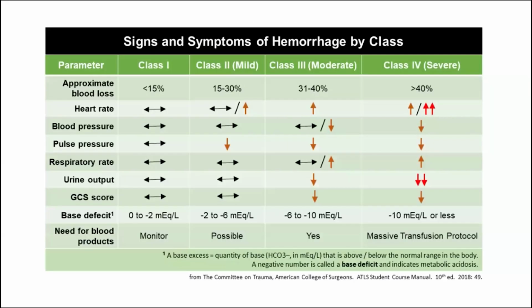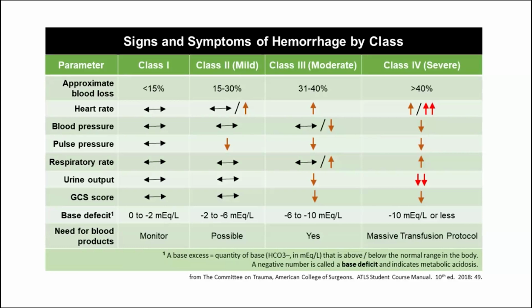This is the same classification that I have mentioned earlier. So what you have to categorize is class 1, 2, 3, and 4: percentage of blood loss, and what happens to heart rate, BP, pulse pressure, GCS. Remember, in class 3 shock, you have to alert the blood bank that the patient might need a massive transfusion.